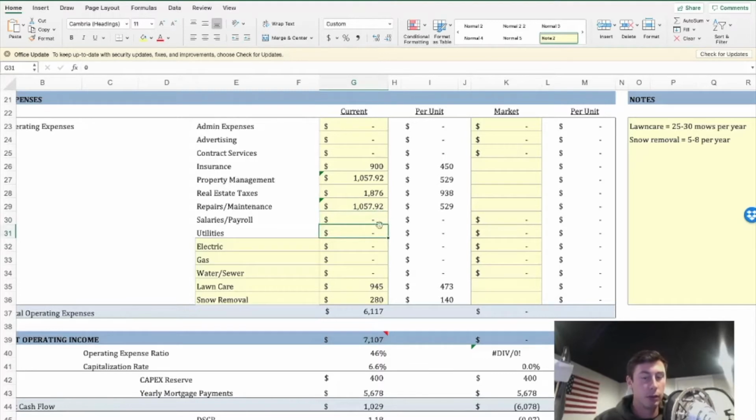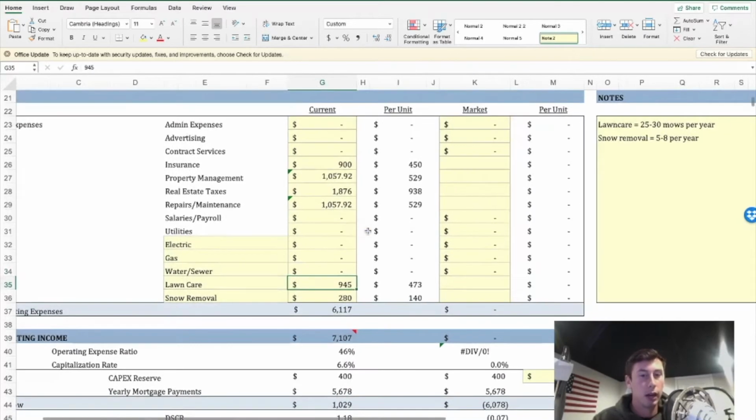Utilities, in this box, you can either add up all the utilities or you can break them out separately here. And again, if you remember on the Zillow listing, it showed that the tenant was paying all utilities. So we don't have to pay any utilities, which is fantastic.